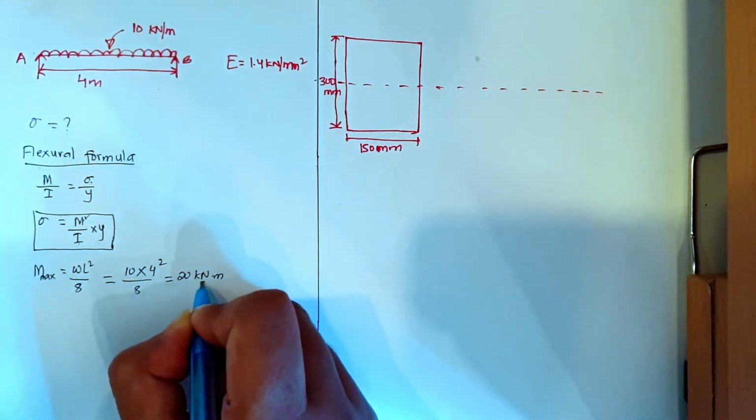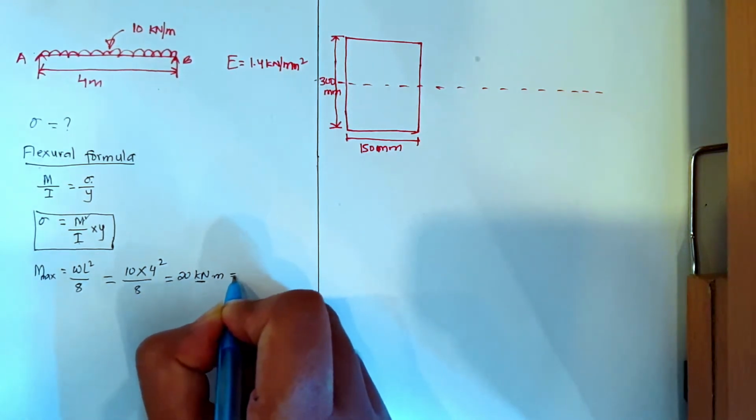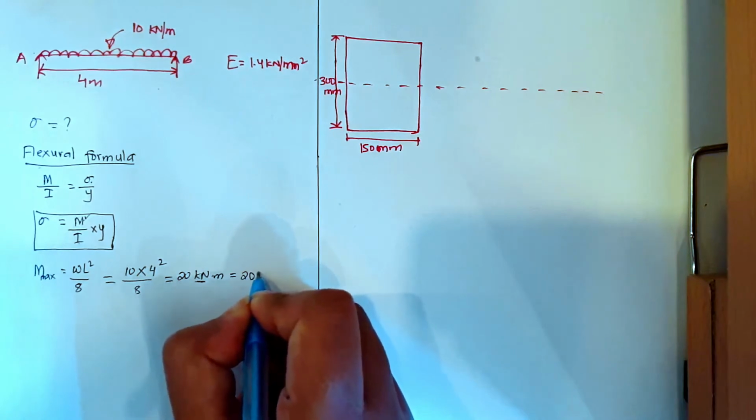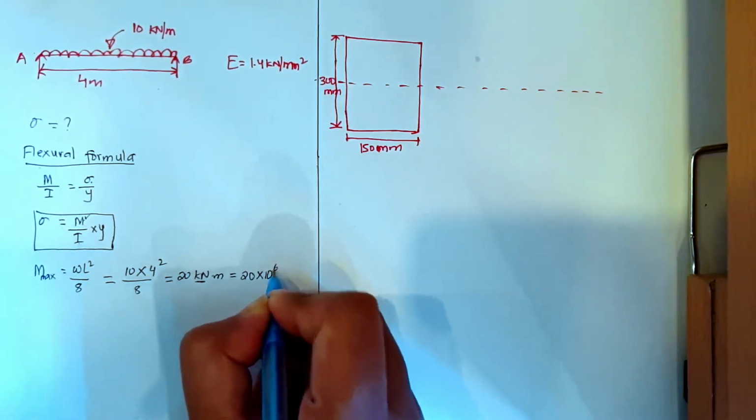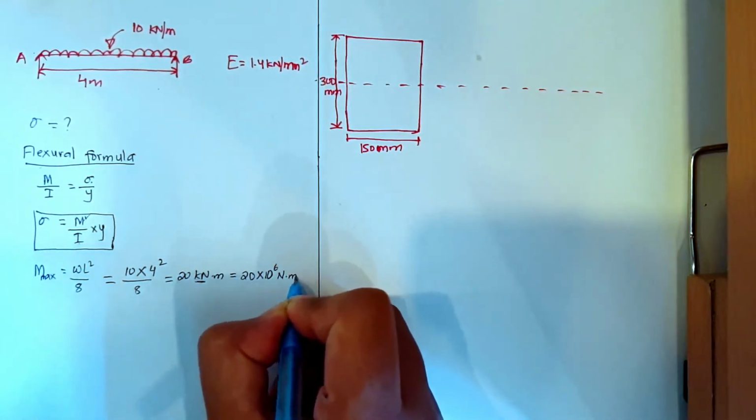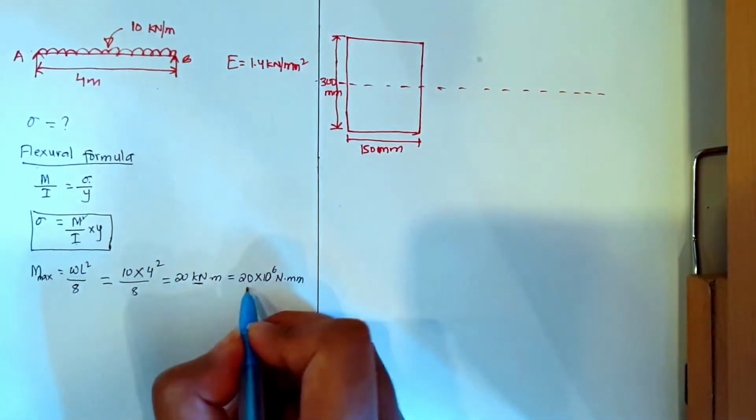And if you convert this kilonewton to Newton and meter to mm, you will get 20 into 10 raised to power 6 Newton mm. Okay, so we have this.